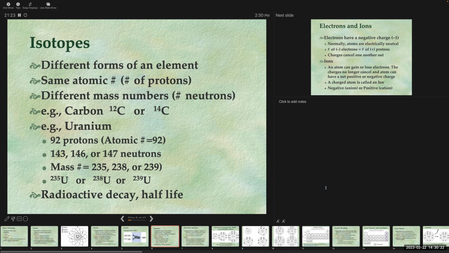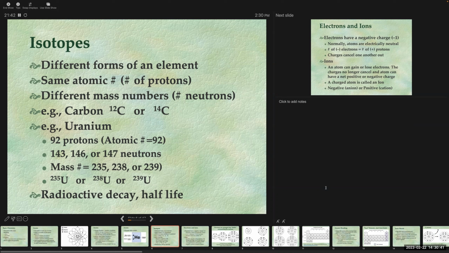But there are other isotopes of carbon. There's carbon-13 that has an extra neutron, so it would have 7 neutrons. And then there's carbon-14, which has 2 extra neutrons. It has 8 neutrons. So 6 protons plus 8 neutrons gives you 14.